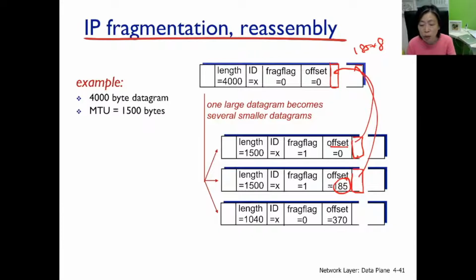So that is a way to try to make sure the offset field is a little bit narrower, because a one-byte granularity just doesn't make sense. Right? So there, you get it. This is IP fragmentation and reassembly.